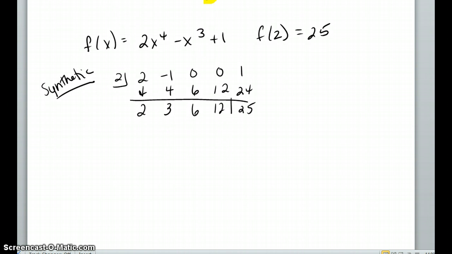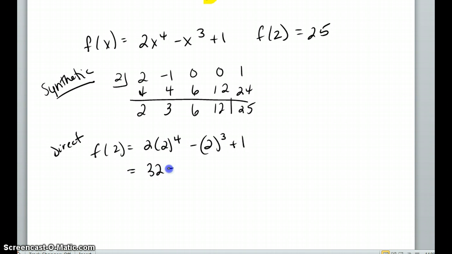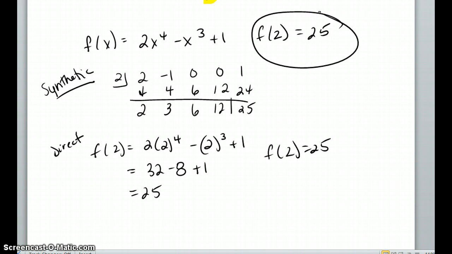Let's check again with direct to make sure that we did it correctly. So f of 2 is 2 times 2 to the fourth minus 2 to the third plus 1. 2 to the fourth is 16. 16 times 2 is 32, minus 8, plus 1. That does indeed give me 25. So I did synthetic division, or excuse me, synthetic substitution correctly.